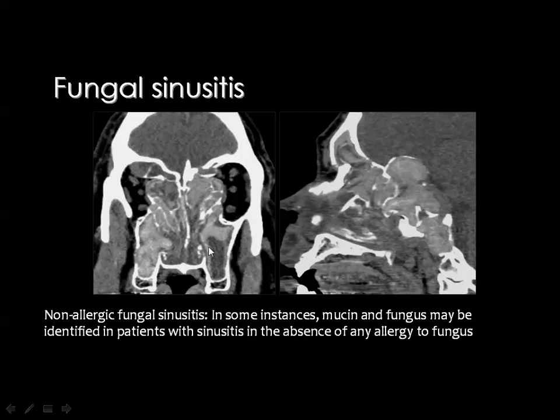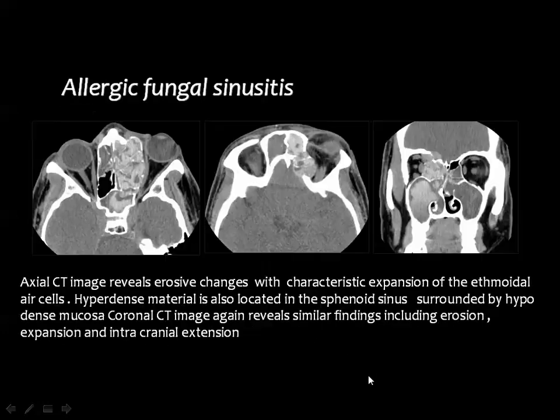This is an example of fungal sinusitis expanding and eroding the ethmoidal air cells with orbital encroachment, as well as some erosive changes in the skull base with intracranial bulge of the lesion.